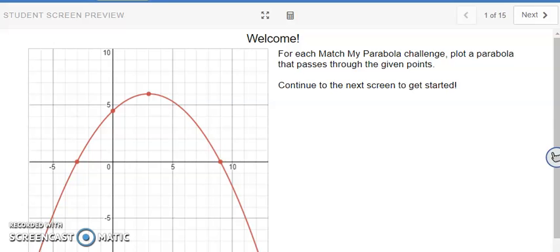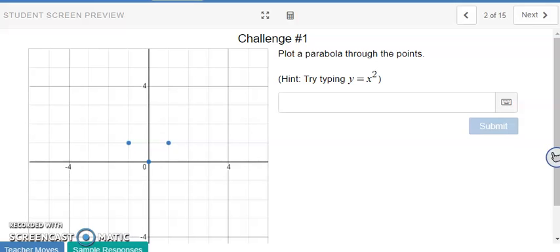So this first activity, screens 1 through 8, is intended to be reviewed from Chapter 3. So hopefully as we work through the problems, much of what I'm talking about will look familiar to you. The activity is called Match by Parabola, and we're trying to match the parabola that goes through a set of points. So for example, in this particular problem here, we are given a parabola with 3 points, the bottom point being the vertex. You're supposed to try to plot.